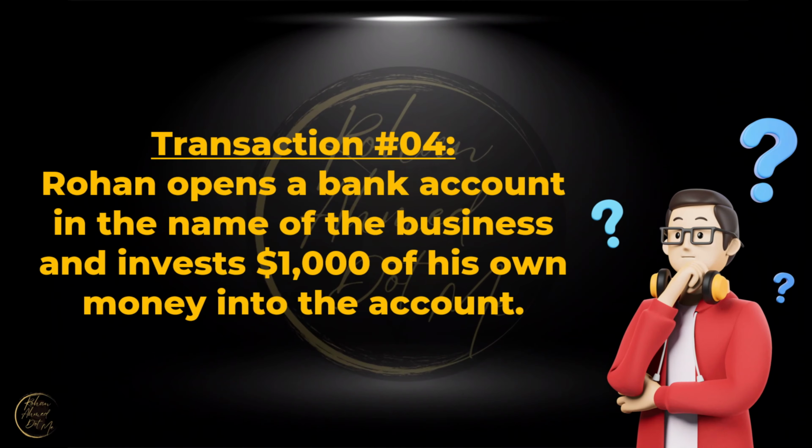Let us analyze our fourth transaction. Rohan opens a bank account in the name of the business and invests $1,000 of his own money into the account.